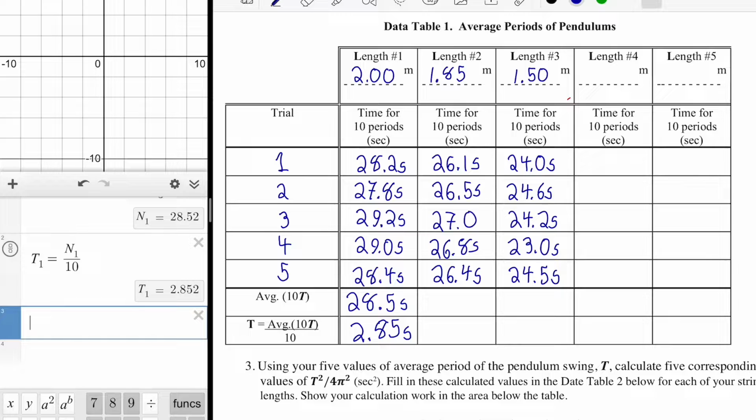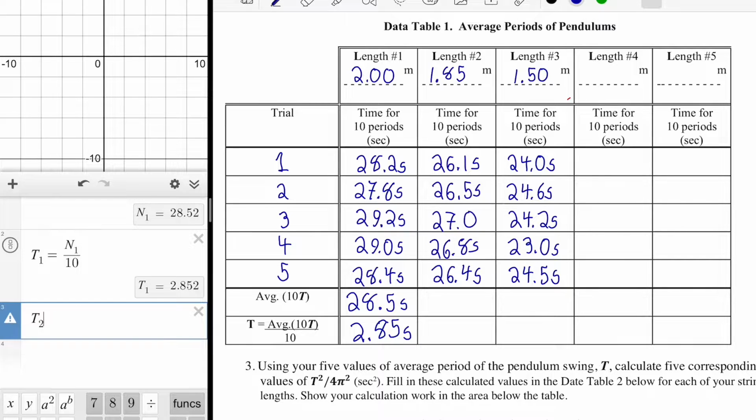So let's then just go ahead and combine steps essentially. So we're going to call this T2, excuse me, because it's the second length. Not the second trial, but the second length. So the subscripts here refer to the length. So that was everything for length 1. Now for length 2. And then this is just going to equal our average.